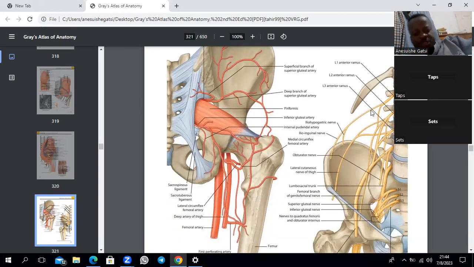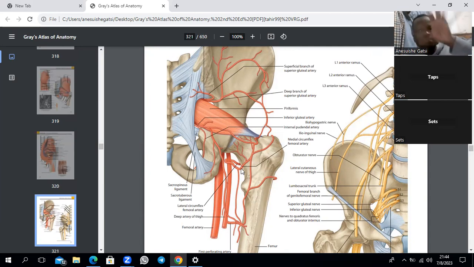Okay. So these are the arteries that we have in the gluteal region. Remember I said there is superior gluteal and inferior gluteal. I didn't want to talk about this, but let me just talk about it.